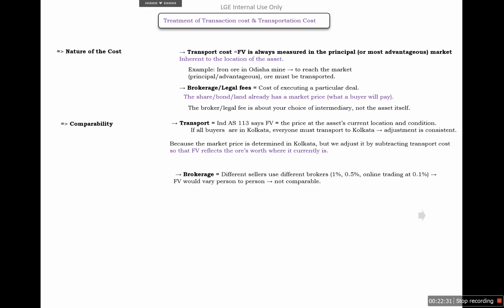Similarly, in case of brokerage, different sellers might use different brokerage. It may be 1%, it may be 0.5%, and in online trading, it may be 0.1% also. If we include the brokerage, the fair value of the asset will vary from person to person and will not be comparable. That's why it will reduce the comparability of the fair value. So we are not going to adjust the brokerage, legal fees, etc. So let's discuss some examples about it.